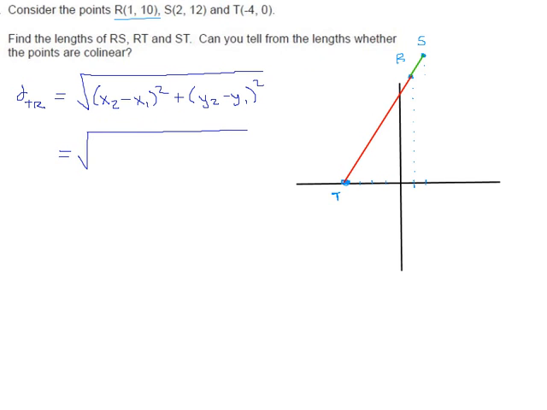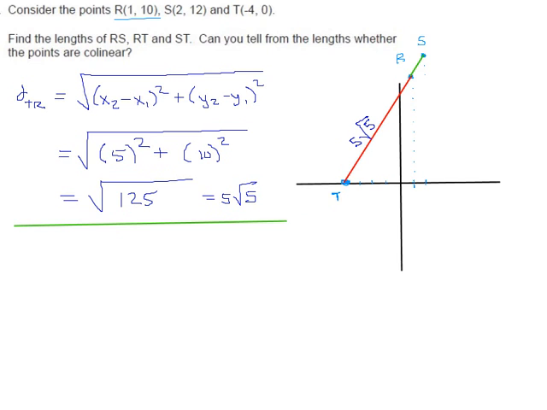Now from T to R, that means we're going to get 1 minus -4. And for the y's, we're going to get 10 minus 0. That's root 125, which is 5 root 5 if you clean it up. So there's our distance for TR. I'll just put 5 root 5 along that section. Okay, good. Let's do that 2 more times.